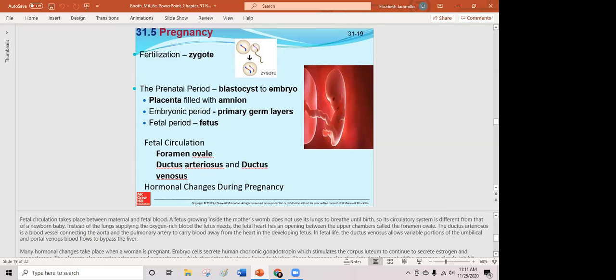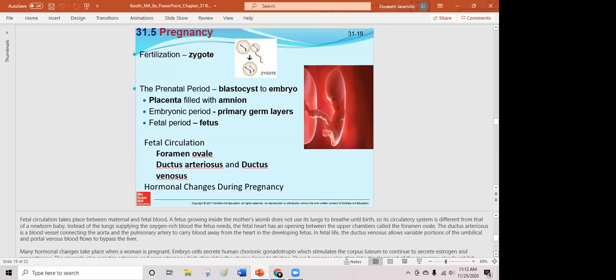Fetal circulation takes place between maternal and fetal blood. A fetus growing inside the mother's womb does not use its lungs to breathe until birth. So its circulatory system is a little different from that of a newborn baby.